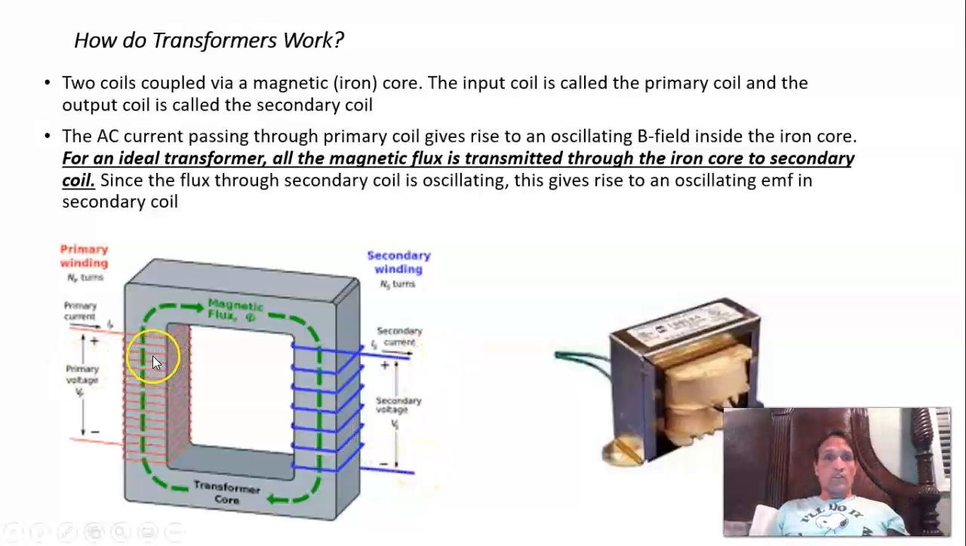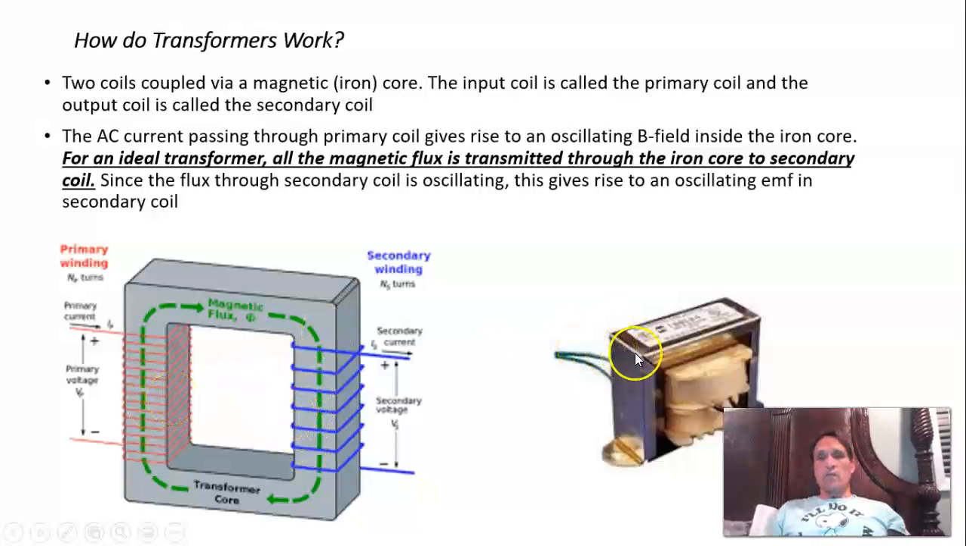And the whole purpose, we'll see in a minute, is that if you play games with the number of turns in the primary and the secondary coils, we can either turn the voltage up or we can turn the voltage down, okay? Remembering that if the voltage gets increased, the current is decreased, and vice versa.